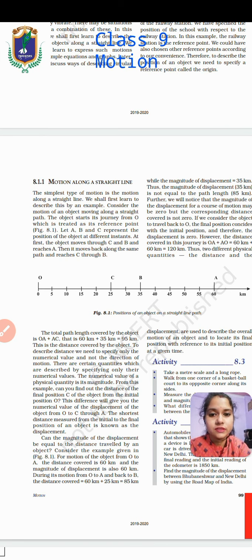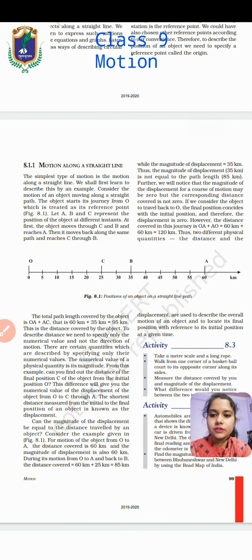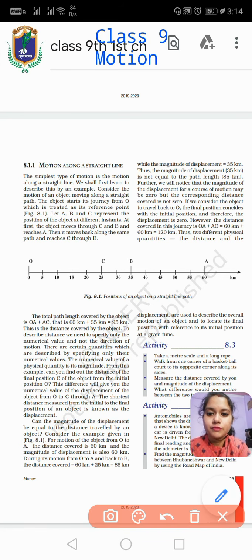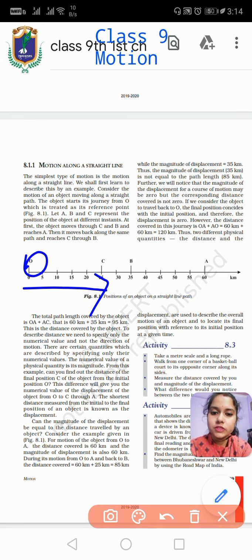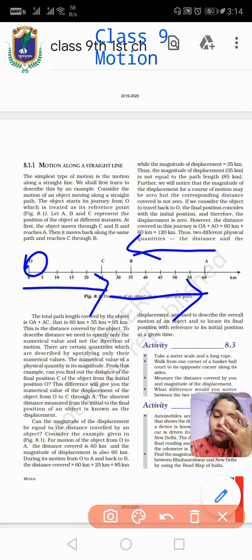Now let's discuss what is distance and displacement. See the picture, and if we take an object moving from the point O to C, and after that the object is moving from C to A, what will be the total distance? Distance will be 60 km. And if the object returns from A to B, what will be the total distance? Distance will be 60 plus 25 km.